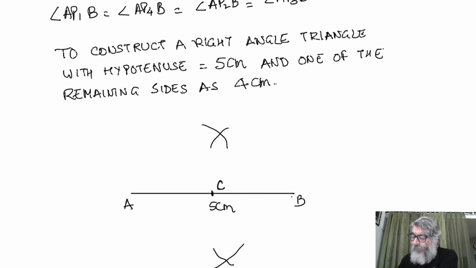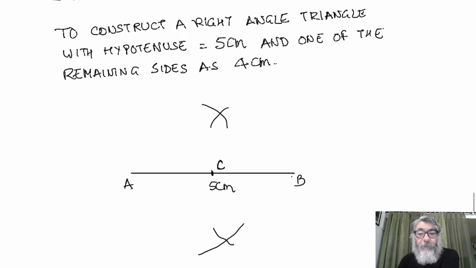I am not joining this to this. This will not be correct, but the method is this. And for this, you don't draw it with the hand, like I have drawn. You have to use the compass to draw these arcs. An arc should be drawn on both sides, above the line and below the line, because then only we can join and we get the point C.